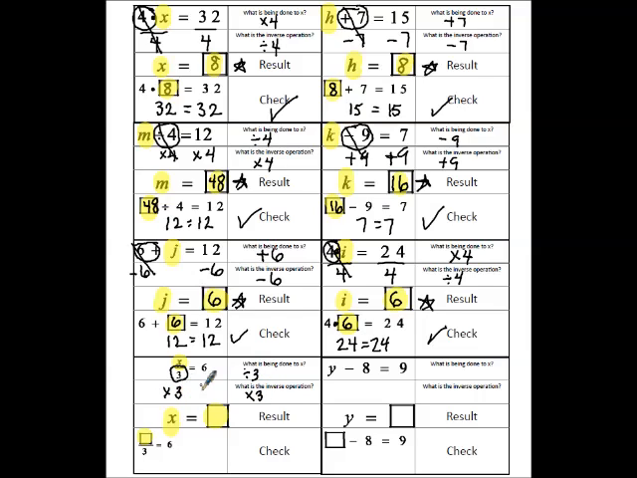So we're going to multiply both sides by 3, and those inverse operations cancel out to get x, and 6 times 3 is equal to 18. So we're going to put that back in there, and 18 divided by 3 is equal to 6, and we see that that answer checks out, so our result of 18 is correct.